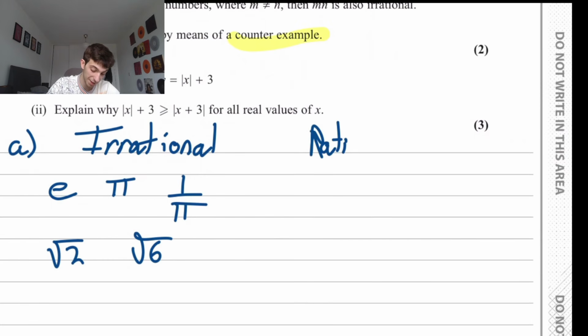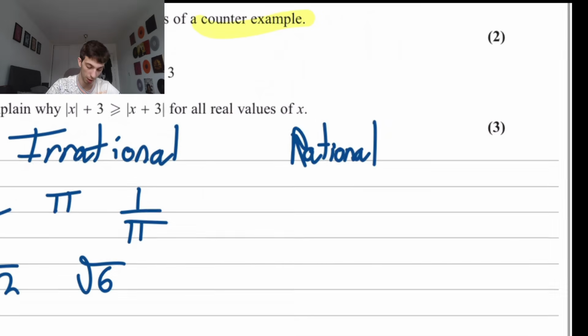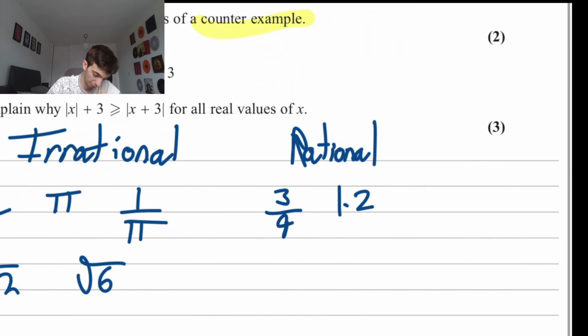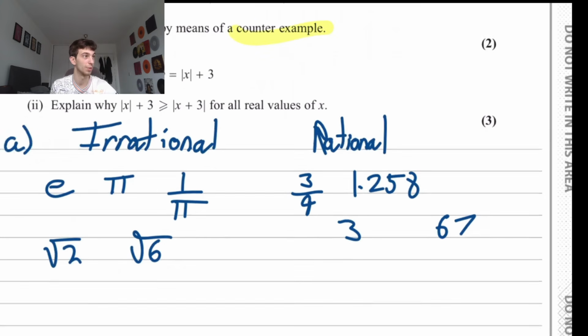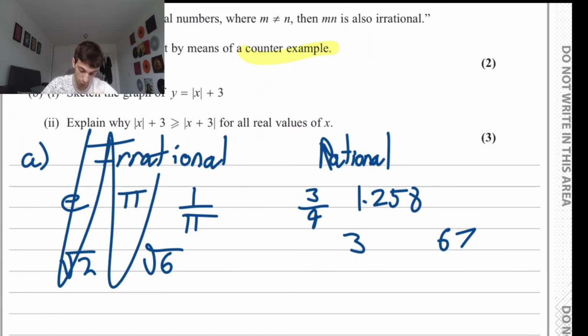If we look at rational numbers, these can be expressed as a ratio of integers, or a fraction where the numerator and the denominator are integers. So this could be something like 3 over 9, 1.258, 367. These are all rational numbers. Okay, so that's just a little bit of context to the question.